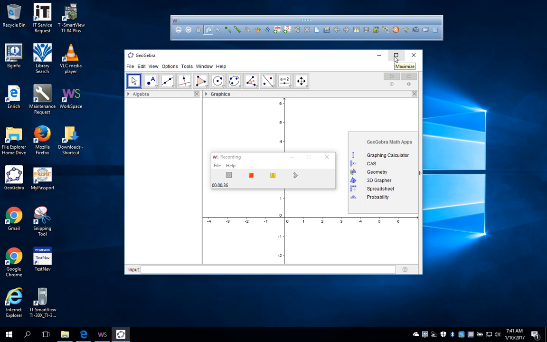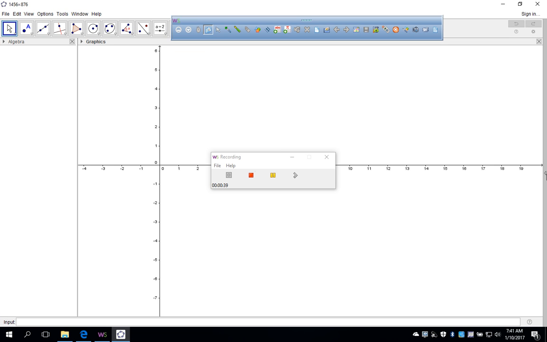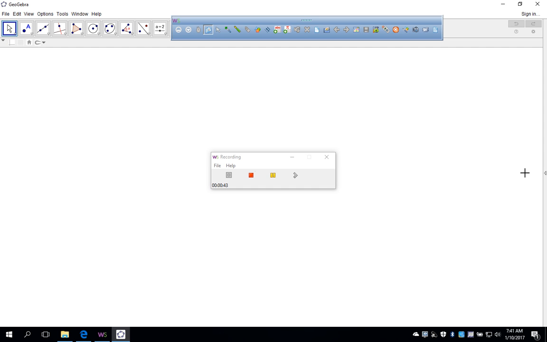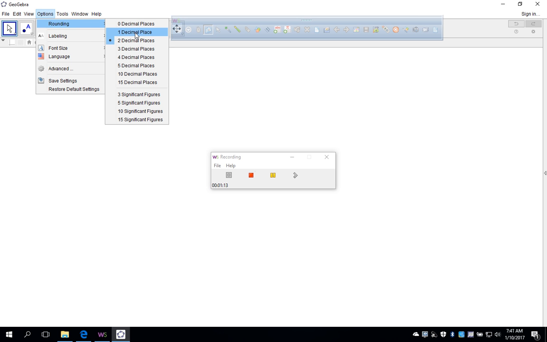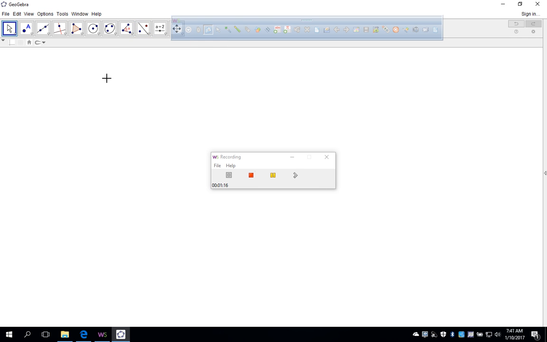So first, click off here, or make it bigger. Click over here so you have geometry, so that you have kind of a blank screen. Then go ahead and set up, in Options, labeling, and say new points only. Also in the options, set the rounding to 1 decimal place. You guys with me there?